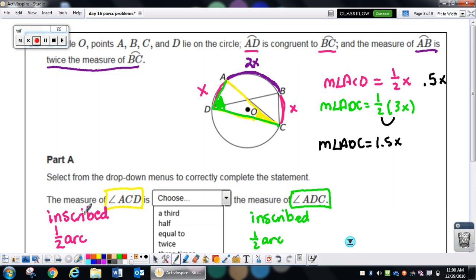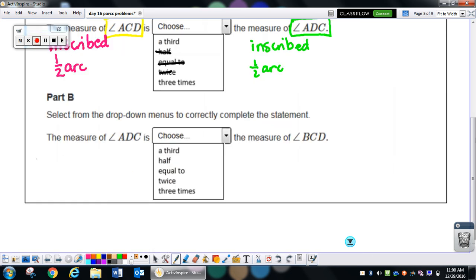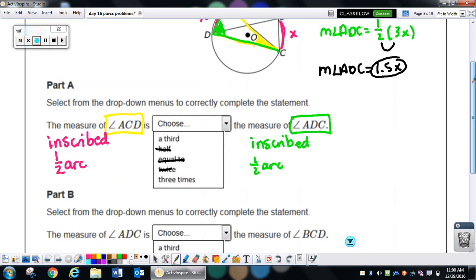So you want to see, how is angle ACD, so how is 0.5x related to 1.5x? Well, it's definitely not equal to. 0.5 is not half of 1.5, and it's not twice. So the only ones left are 1/3. So is 0.5 1/3 of 1.5, or is 0.5 3 times 1.5? And hopefully you can decide that, hey, it is 1/3. Because if you check it, 0.5 times 3 gets you to 1.5. Okay?